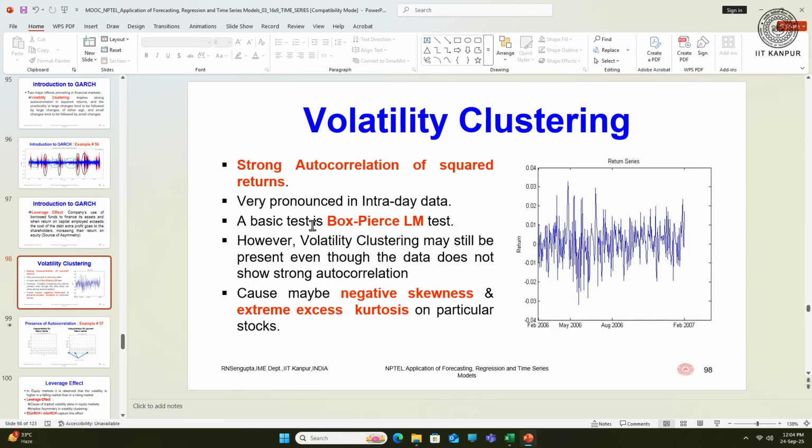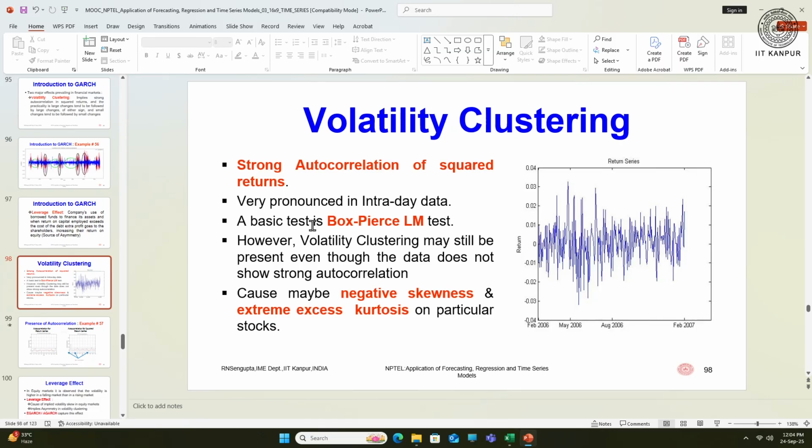However, volatility clustering may still be present even though the data does not show strong autocorrelation. So, do not confuse autocorrelation and volatility clustering. Autocorrelation may not be very strong, but still we can have the concept of volatility clustering as I showed. High volatility is grouped together or low volatility is grouped together. Causes may be negative skewness or extreme excess kurtosis on particular stocks.